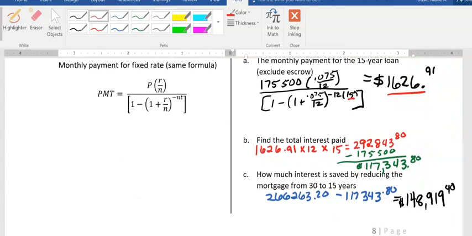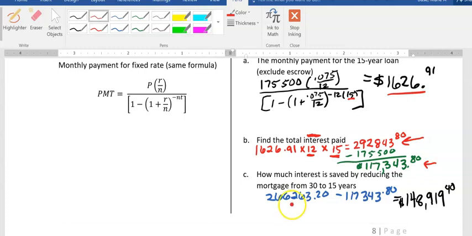Okay, your total interest, again, I did the same calculation as above. I took my monthly payment times 12 to get how much I pay per year. But now this time I times it by 15 because I'm only doing it for a 15-year loan. That gives me a total amount I pay back of that $292,000, and then I subtract off the amount I borrowed, because this one is just asking again about the interest that was paid, and it shows me then that I paid $117,343.80 of interest.